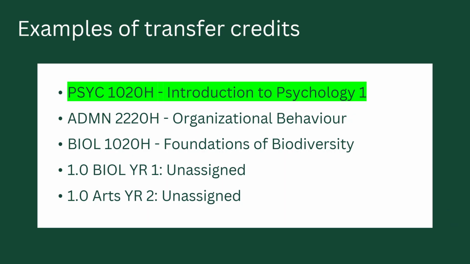Here are the example transfer credits I used earlier. In the example of the Bachelor of Science Honors Psychology degree, the half-credit Psych 1020, highlighted in green, can be used towards the 10 program requirements. The rest of the 3 transfer credits can be used towards the 10 elective requirements.